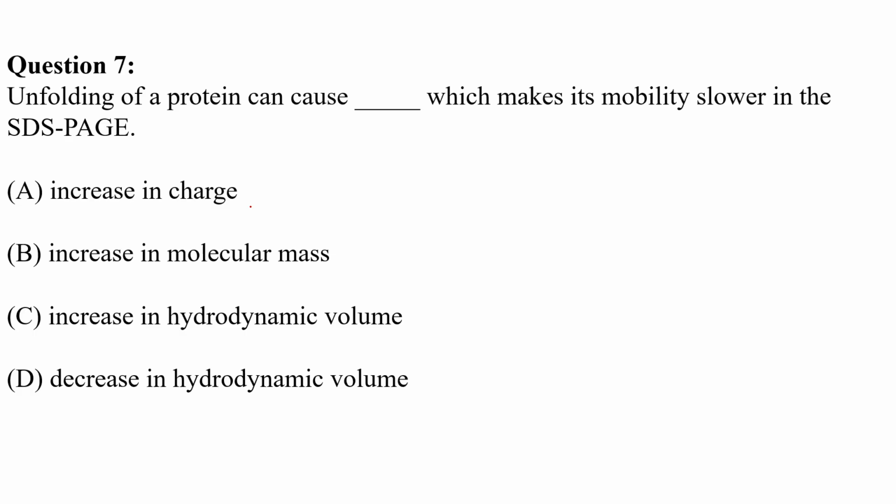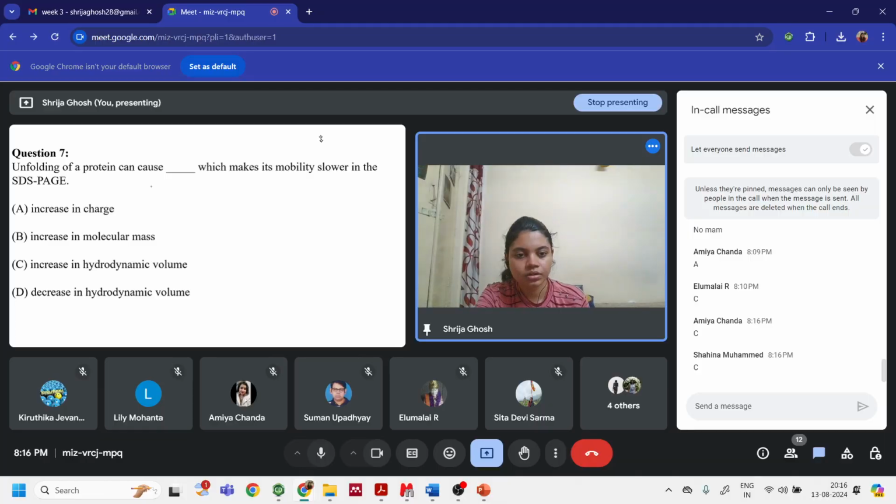Moving on to the next question, question number 7. Unfolding of a protein can cause dash, which makes its mobility slower in the SDS-PAGE. Option A, increase in charge. Option B, increase in molecular mass. Option C, increase in hydrodynamic volume. And option D, decrease in hydrodynamic volume. What would be the answer? Okay, we have option C as the unanimous answer, increase in hydrodynamic volume. Yes, that is the correct answer.